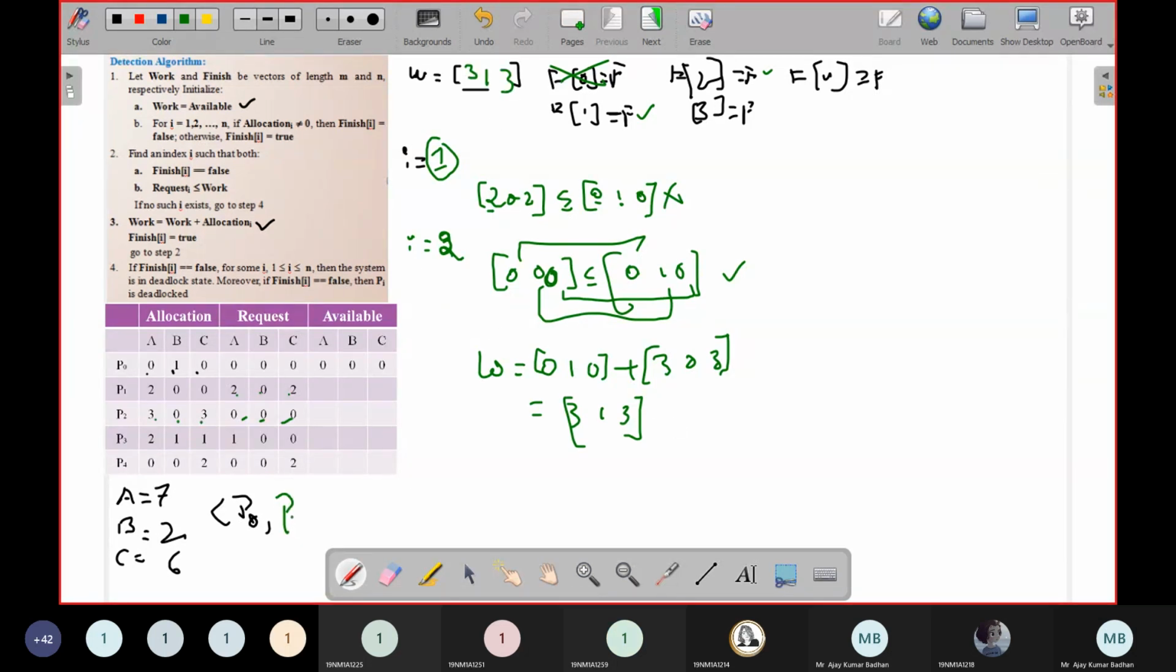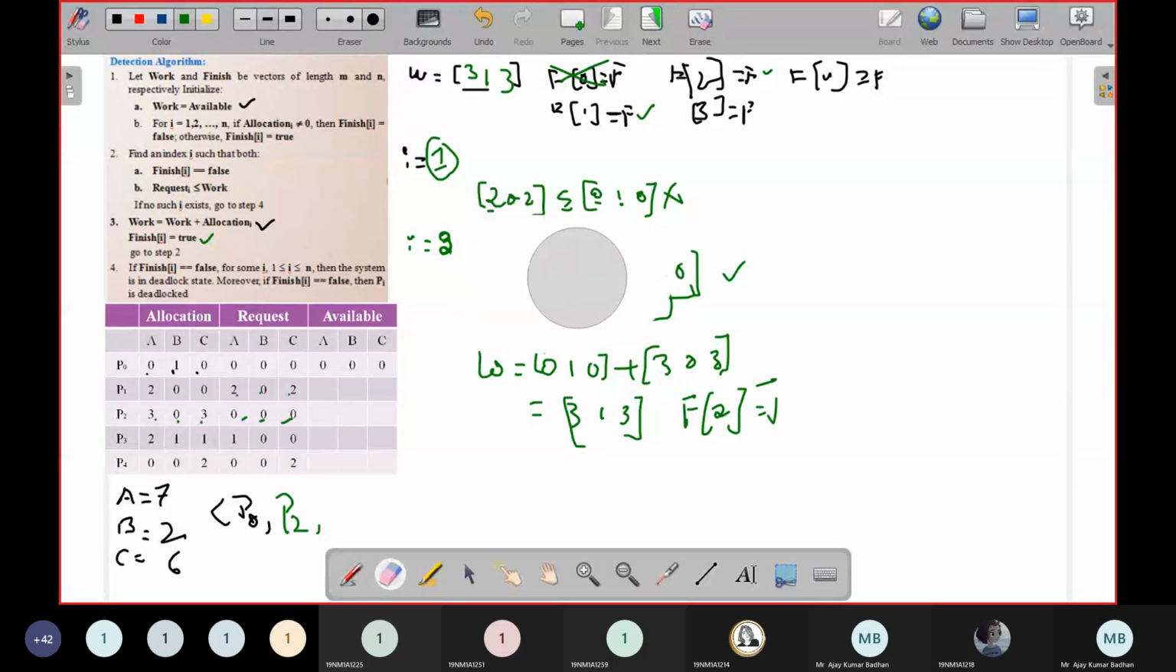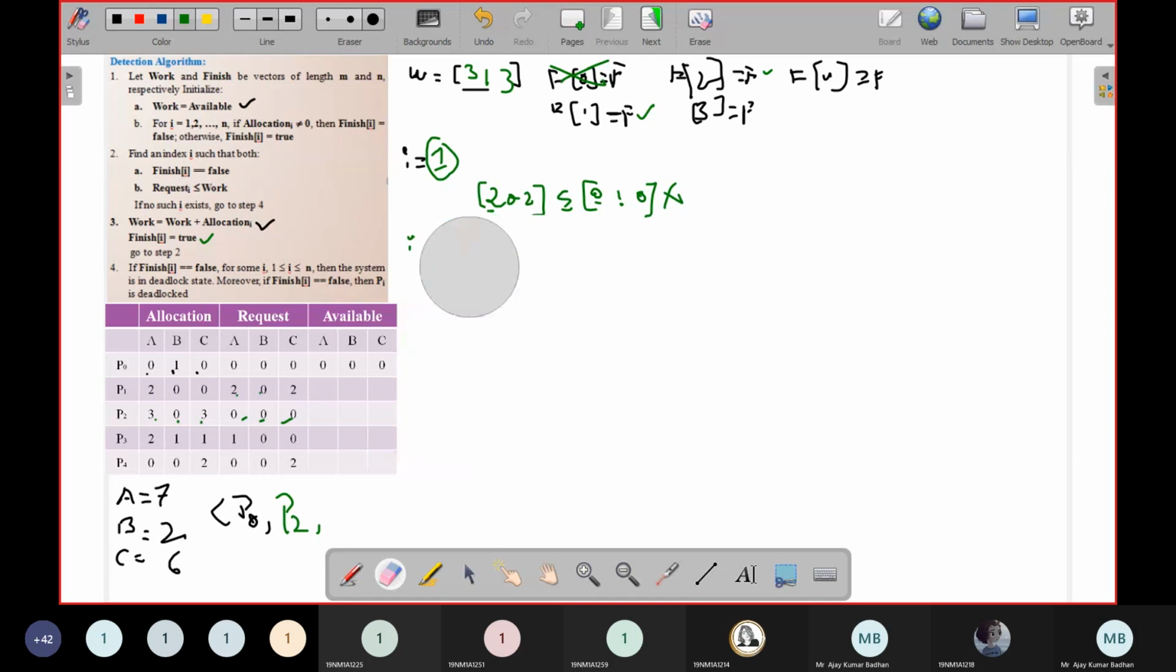So the next element we have here is P2, that is finish of 2 equal to true. Again, we are repeating this condition. This time 2 is completed. Now I'm going with 3. Same: finish of 3 is equal to false, so the condition is true. What I have to do: request 1, 0, 0. So 1, 0, 0 is less than or equal to 3, 1, 3. The condition is satisfied, right?